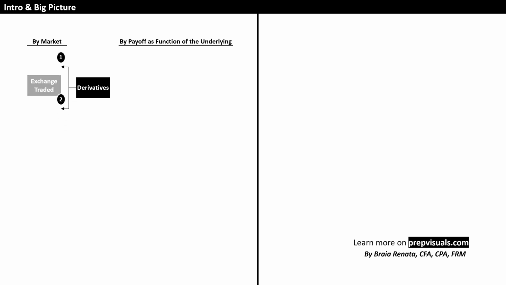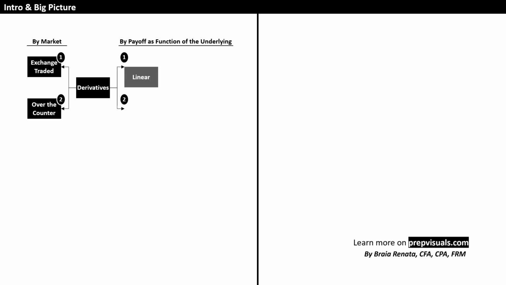So there are several ways to classify derivatives. One approach is to classify them by market or by the payoff as a function of the underlying. Based on the market, derivatives are divided into exchange-traded derivatives or over-the-counter derivatives. Based on their payoff, derivatives are divided into linear derivatives and non-linear derivatives.